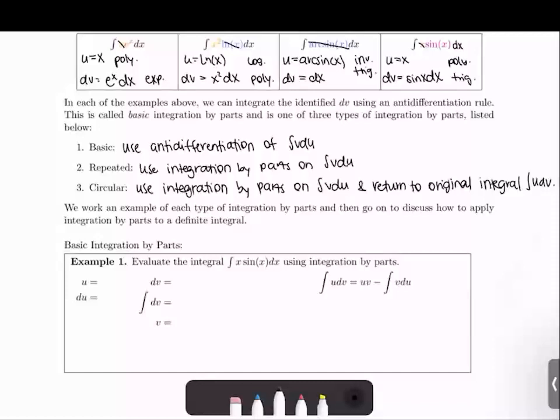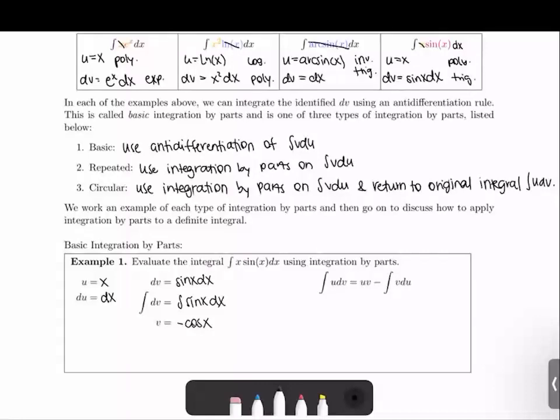So we're going to evaluate that last integral we looked at, the integral of x sine of x using integration by parts. As we identified up above, our u is x and our dv is sine of x dx. So we need to change our u into du, and we do that by taking a derivative. The derivative of x is 1, with respect to x. And then we integrate dv to try and get back to v. So we are integrating sine of x dx, and the integral of sine is going to be negative cosine.